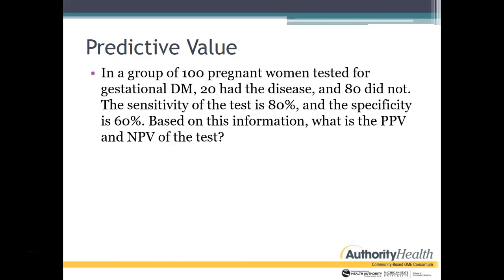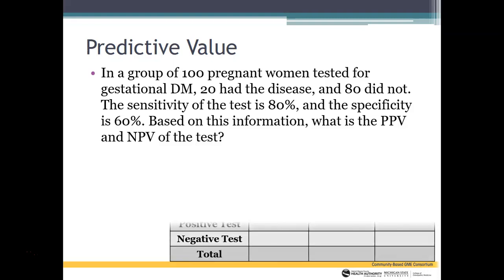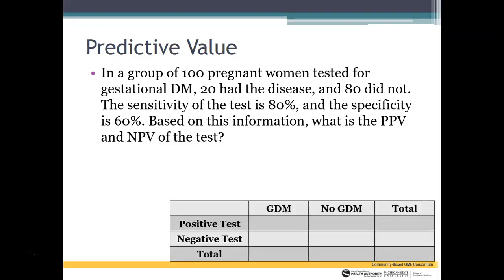Another question. In a group of 100 pregnant women tested for gestational diabetes, 20 have the disease and 80 did not. The sensitivity of the test is 80% and the specificity is 60%. Based on this information, what is the PPV and NPV? So here's our chart. We're just going to fill it out like we did before. There's 100 women, and we know 20 had the disease and 80 did not.